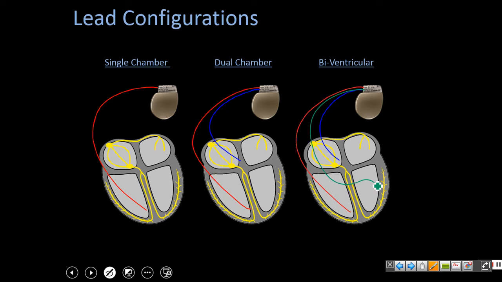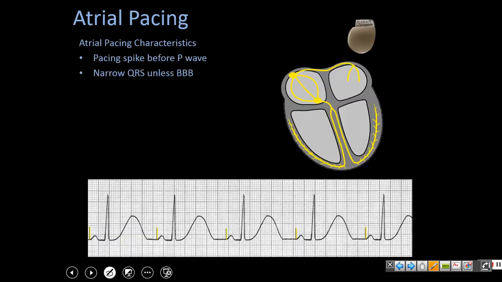Now let's discuss the different types of pacing based on different cardiac needs. Atrial pacing is when the pacemaker is only pacing the atria. I'm going to draw a dual chamber configuration. So there's a lead placed in the right ventricle and also the right atria. Now with atrial pacing, the lead positioned in the right atria is the only lead that's pacing.